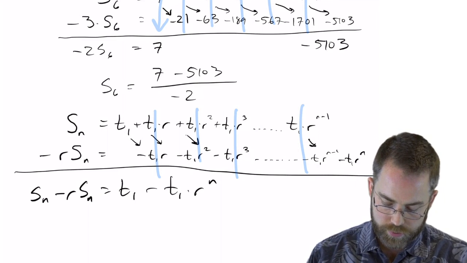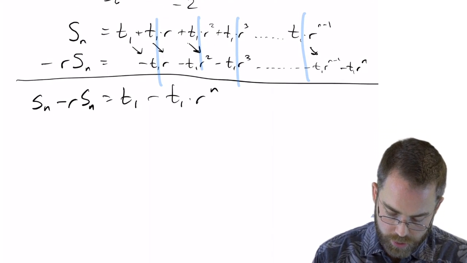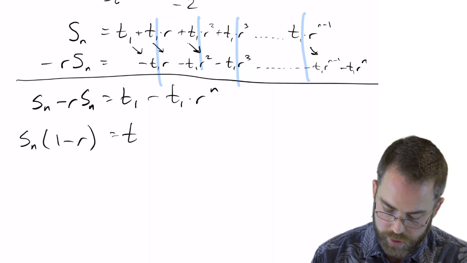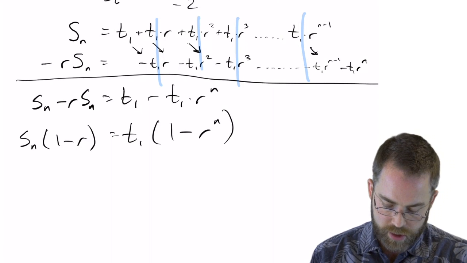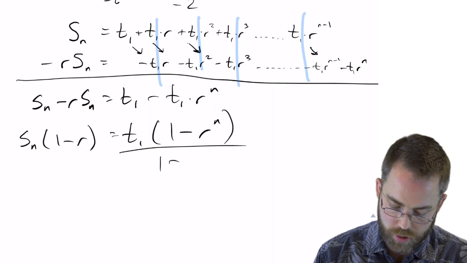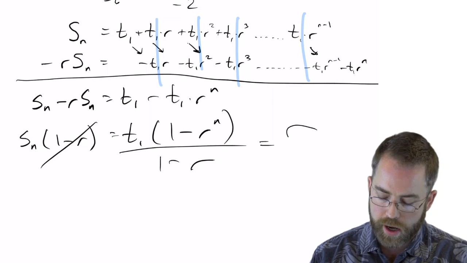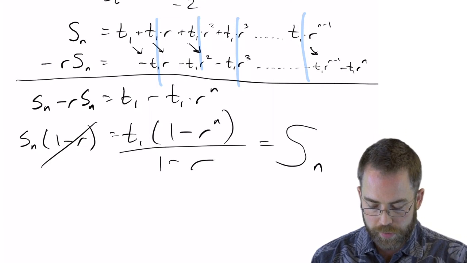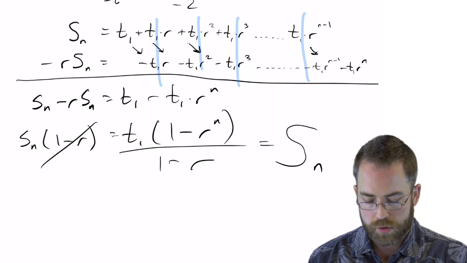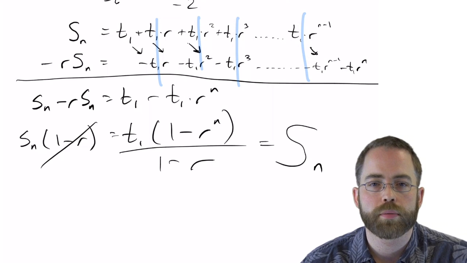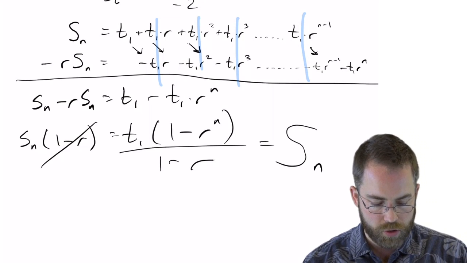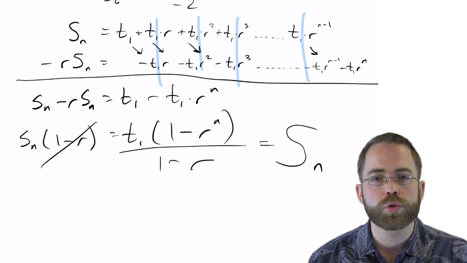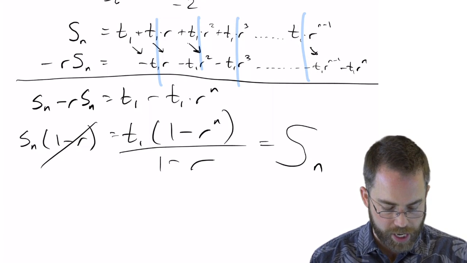All right, so I see common terms on both sides. So I'm going to take out the s sub n and get 1 minus r over there. And here I'm going to take out the t sub 1 and get 1 minus r to the n. And then if I just divide by 1 minus r on both sides, I get how to add up a geometric series. So a geometric series is equal to the first term times 1 minus r to the n, all over 1 minus r. So that's pretty crazy how big of a thing that can solve, that this makes huge math much more doable, much actually solvable.